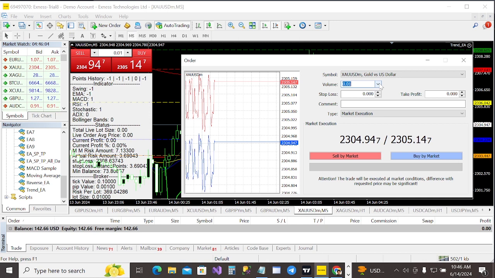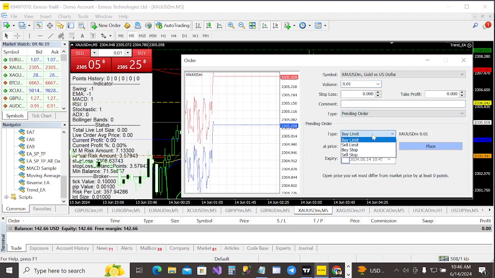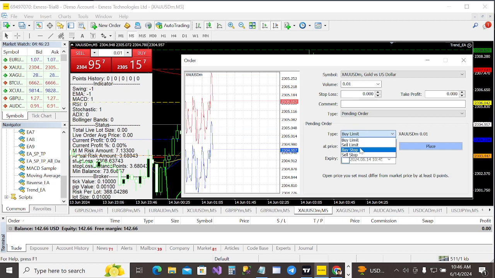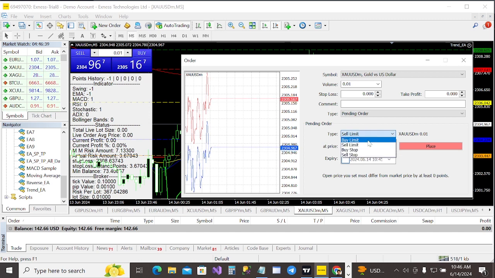2. Limit order. A limit order is used to buy or sell at a specific price or better. For a buy limit order, you set the price below the current market price, and for a sell limit order, you set it above the current market price. Example: EUR/USD is currently at 1.2000, and you believe it will drop to 1.1950 before going up. You set a buy limit order at 1.1950. If the price reaches 1.1950, your order will be executed.